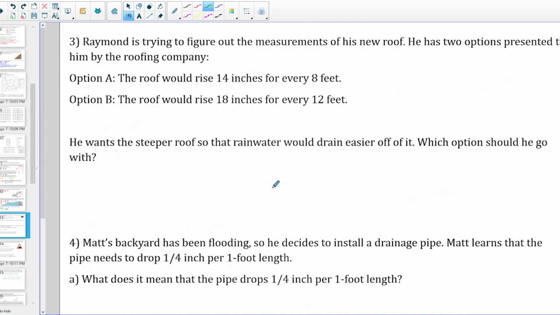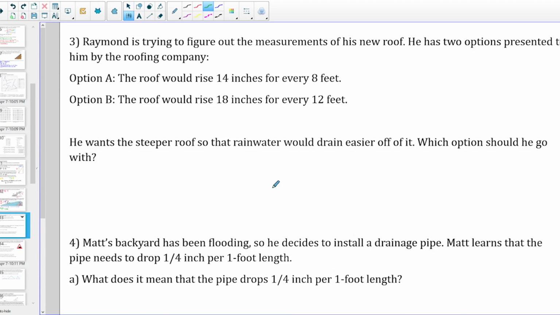In this next question, it says that Raymond is trying to figure out the measurements of his new roof. He has 2 options presented to him by the roofing company. Option A says that the roof would rise 14 inches for every 8 feet. For option B, the roof would rise 18 inches for every 12 feet. He wants the steeper roof so that rainwater would drain easier off of it. Which option should he go for?